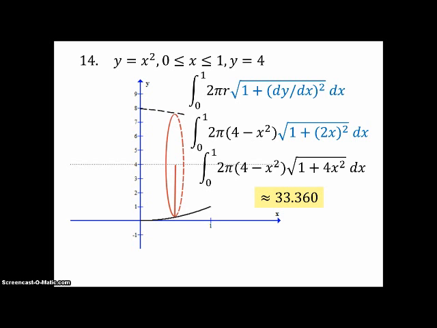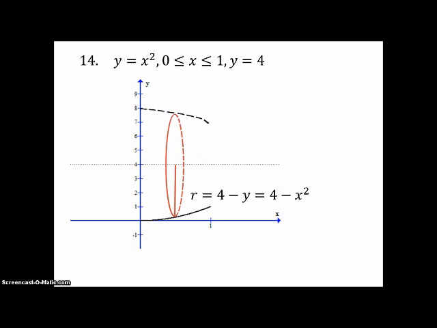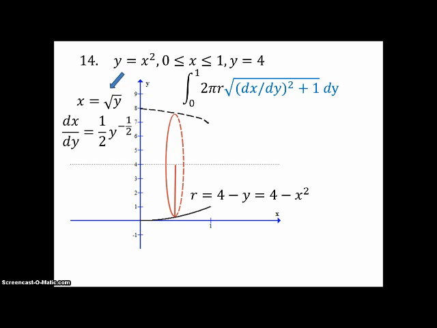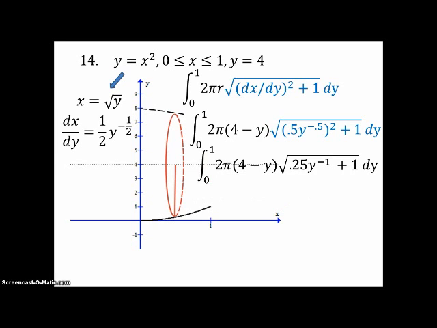Okay, now let's do the same problem, only integrate along the y-axis. So this time, there's your integral in terms of y, 2 pi r ds in terms of y. r has to be, let me do a little preliminary work there. If y is x squared, then x is the square root of y, and dx dy is 1/2 y to the negative 1/2. So we rewrite the radius in terms of y, 4 minus y. We substitute our dx dy and square it. There it is simplified. And that one I'm not sure how you would do by hand. Good luck with that. Instead, we'll just use our calculator to approximate it.